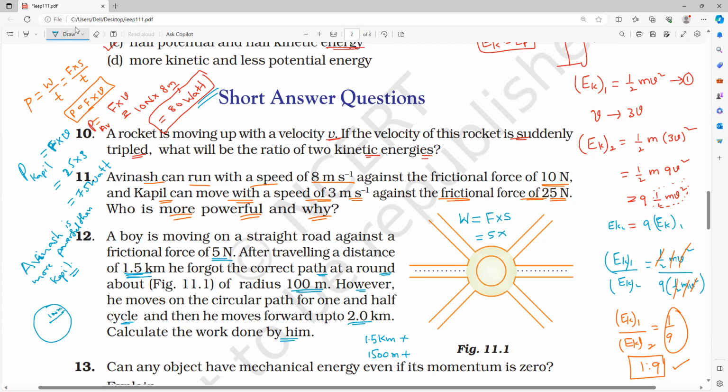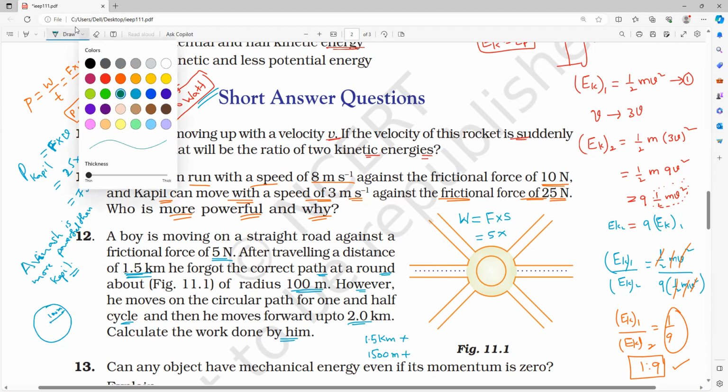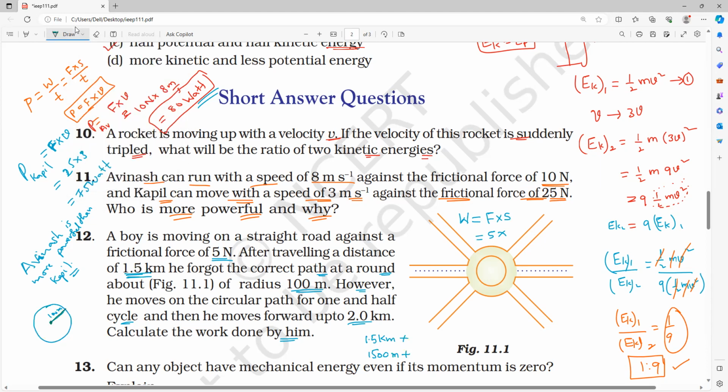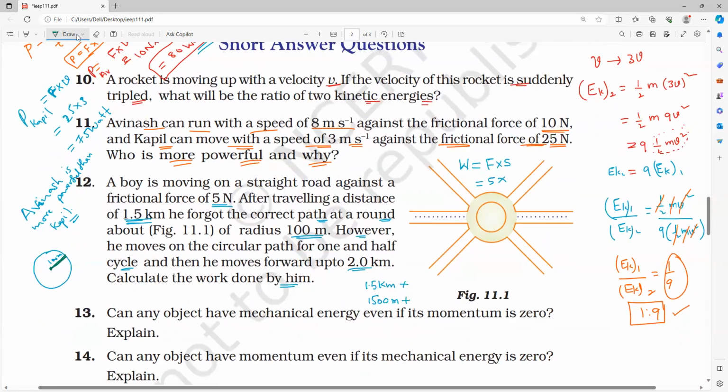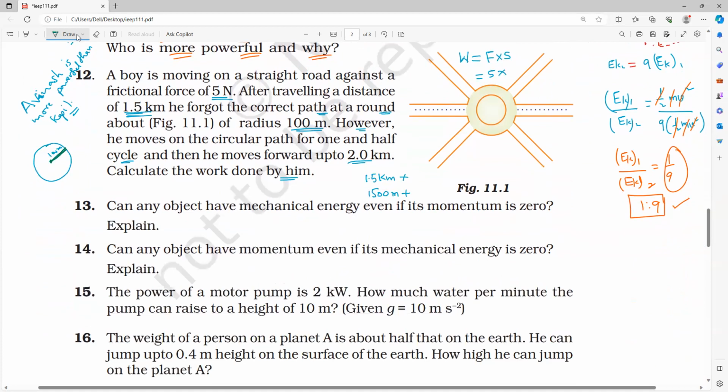So what is the distance in a circular track? Anybody? Circular track distance. Formula, chapter number 1. 2 pi r. So the distance in a circular track is 2 pi r. He made how many rotations? 1.5. So let us find for 1 round, then half round. So 1.5 rounds means, so what will happen, everybody?